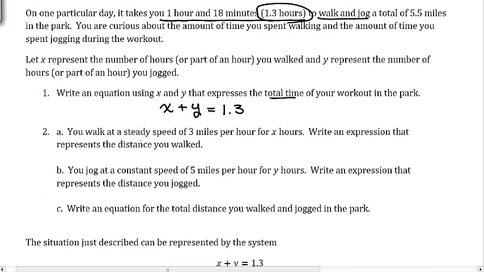You walk at a steady speed of 3 miles per hour for x hours. Write an expression that represents the distance you walked. So it was 3 miles per hour, and we did that for x hours. If we multiply those together, it will give us the number of miles that we walked. You jog at a constant speed of 5 miles per hour for y hours, and so that expression would be 5y.